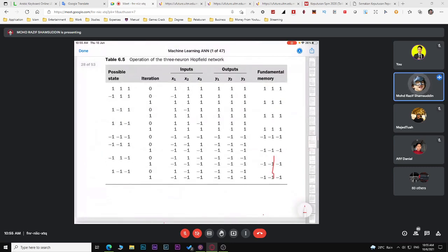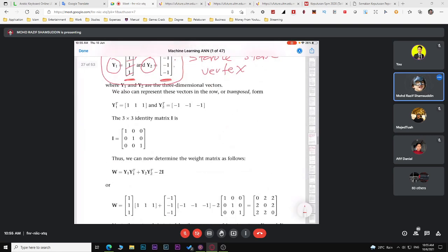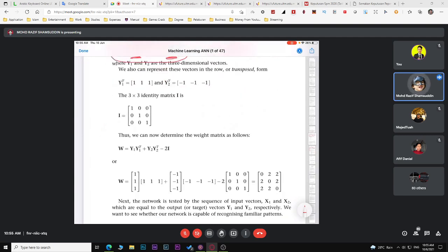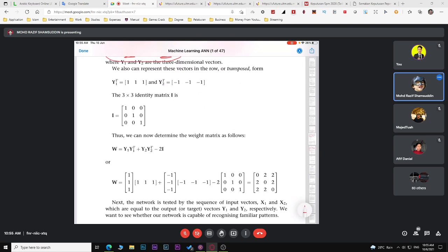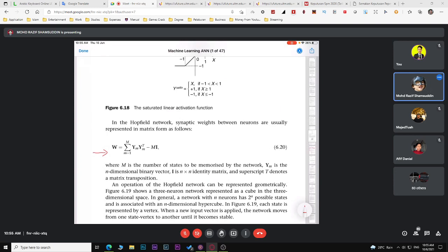Okay, berbalik kepada macam mana nak kira weight yang saya hutang tadi. Ini contoh dia. Dia kata kat sini, weight is calculated as follow. Kita nak kira weight. Okay, simbol ni you faham kan? Dah biasa tengok simbol ni. So this symbol is the summation of the stable state times the stable state transpose.